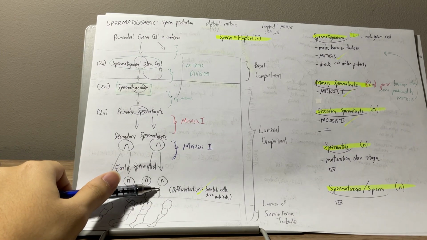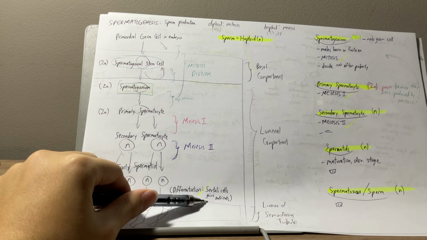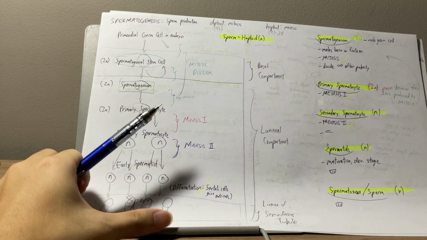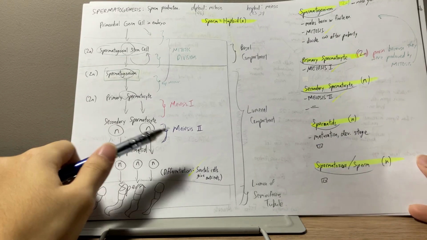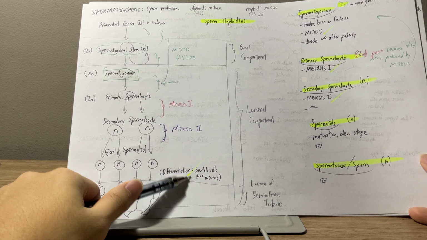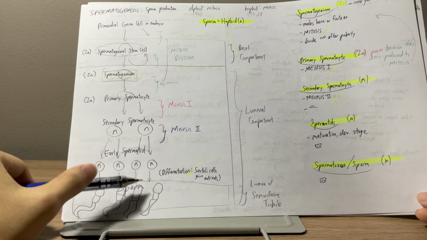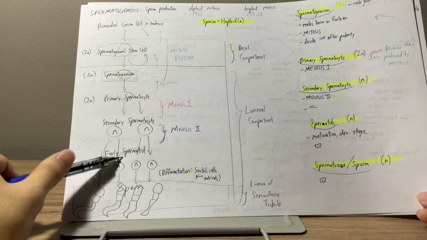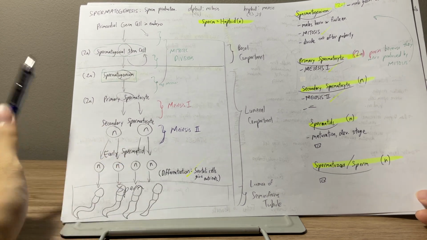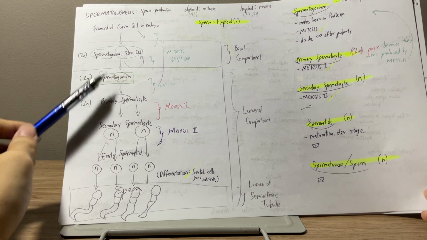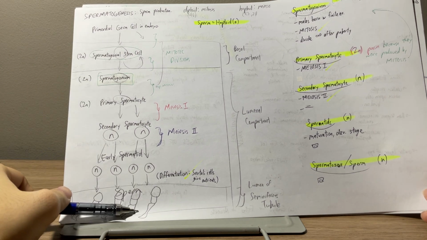Differentiation, Sertoli cells give nutrients. That's also one important detail that may be useful for you to know. If you're trying to find which kind of cell gives nutrients to the sperm or spermatid, Sertoli cells is the answer. Basal compartment, lumen of seminiferous tubule.